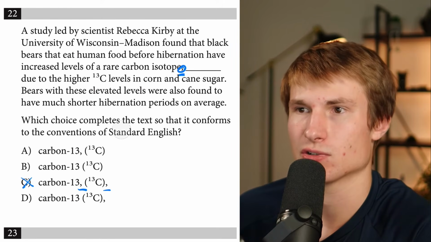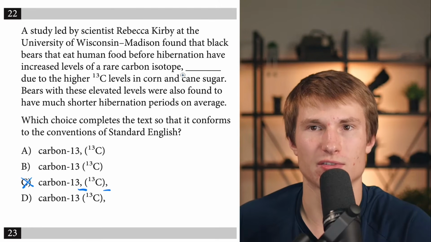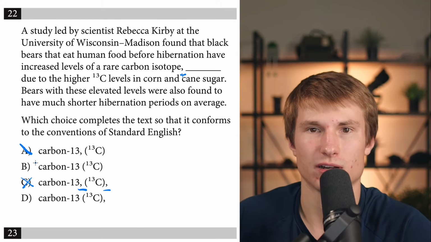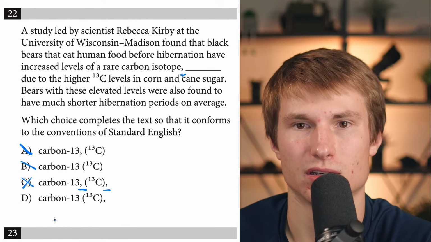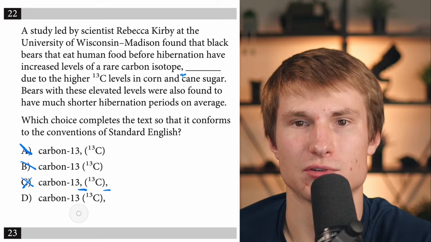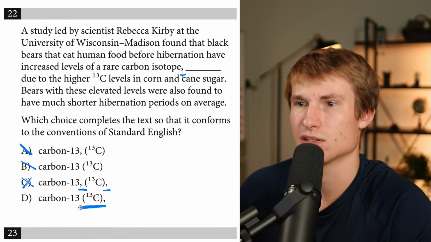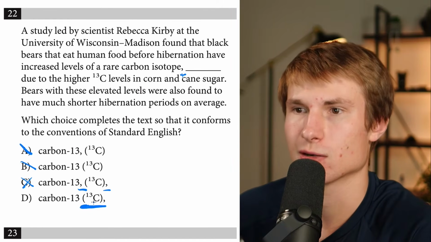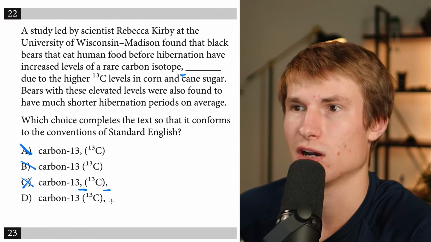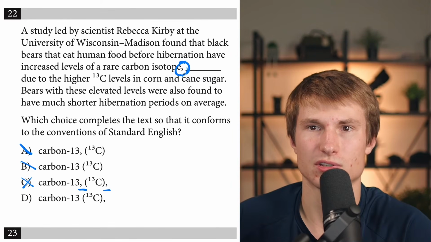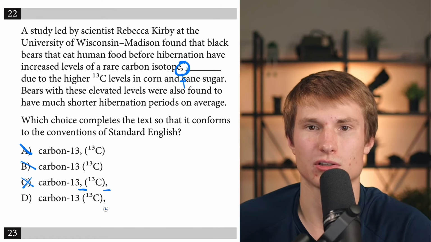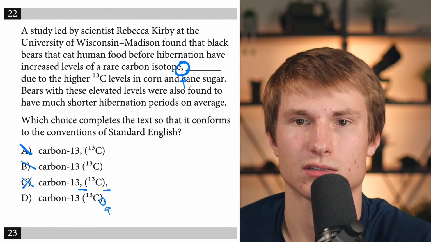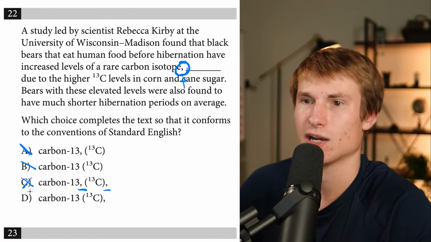So it is non-essential. So since it's non-essential and we start it with a comma, we'll have to end it with a comma as well, which means we can get rid of answer choices A and B, and we're left with answer choice D. As you can see in answer choice D, we use these parentheses in order to indicate the abbreviation for carbon-13, so that's all good. And we also close off this non-essential phrase or clause that we started with that comma there. We close off that non-essential part right here with that comma. So our answer there has to be answer choice D.